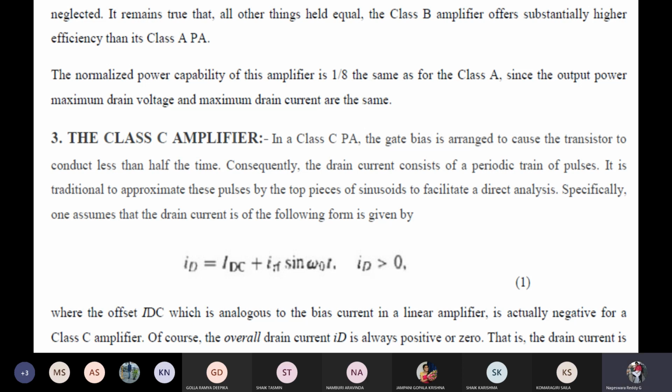So what is IDC? IDC is nothing but the offset, which is analogous to the bias current. That is the bias current in a linear amplifier. In case of class C amplifier, IDC is negative. Of course, overall drain current is positive or zero. So overall drain current will be either positive or zero in case of the class C power amplifier.